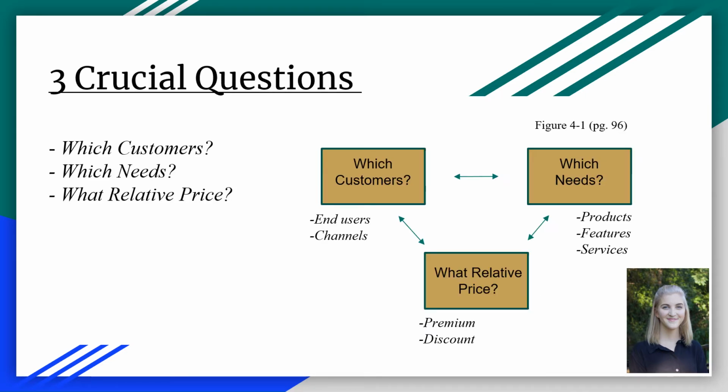As our text breaks down in Figure 4.1, there are three major questions a business must ask: which customers, which needs, and what relative price. Which customers refers to the process of market segmentation, where companies analyze their end users and the channels needed to reach their audience. In this step, companies must consider the greatest overlap among their market segments in order to generate products or services that benefit the most people rather than only specific areas of the market.